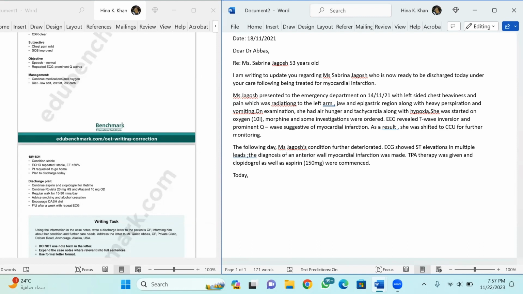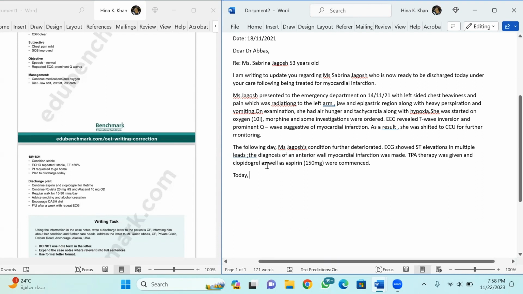And then you can mention that she has been advised, whatever she has been advised, like to continue aspirin, and to quit smoking and alcohol. These things you can write. You can make one paragraph of that also and write that. If you want, we can mix this paragraph. I hope you're getting my point about mixing this paragraph.